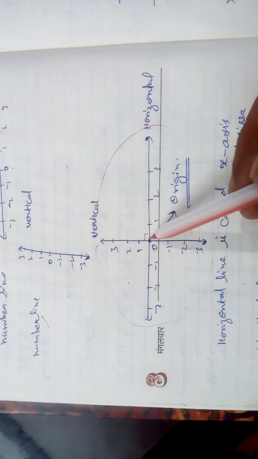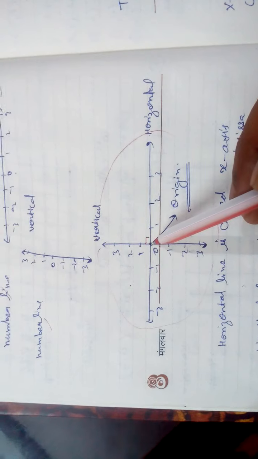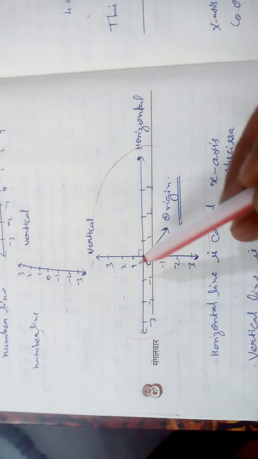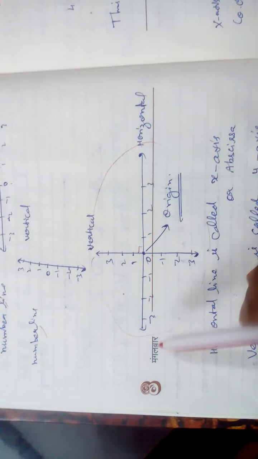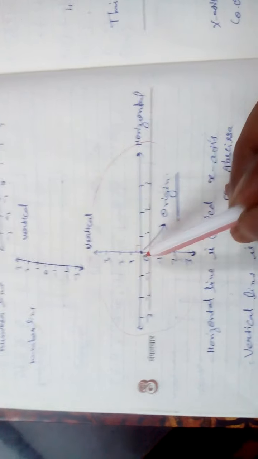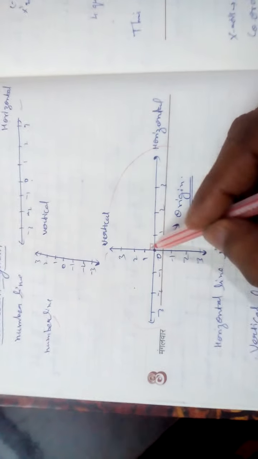Both meet at the 0 point: positive on the right side, negative on the left side, positive on the upper side and negative on the lower side. The origin is in the middle where 0 is, where both intersect at 90 degrees and form the Cartesian plane.